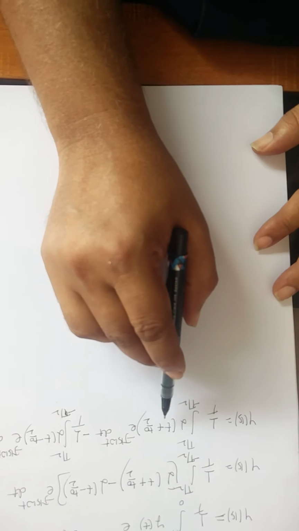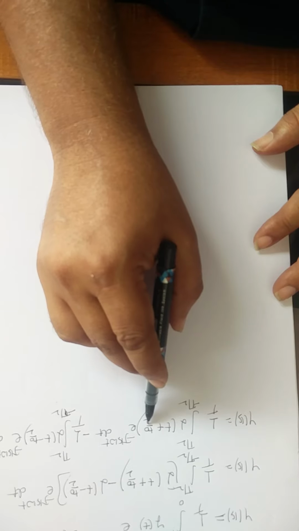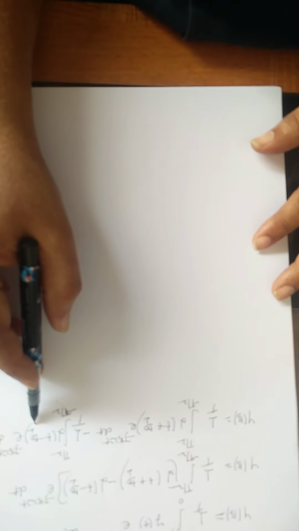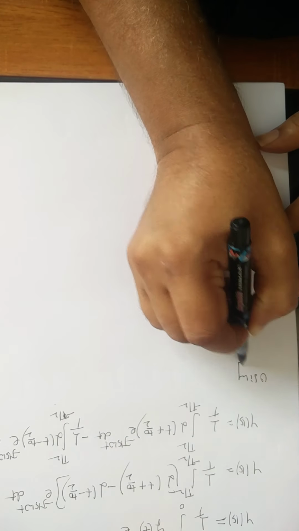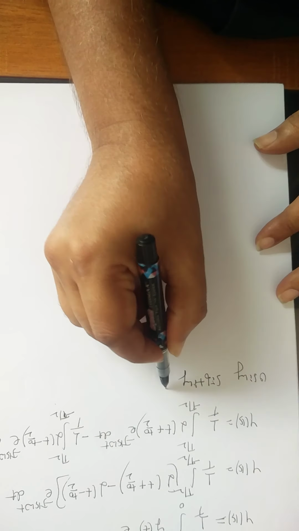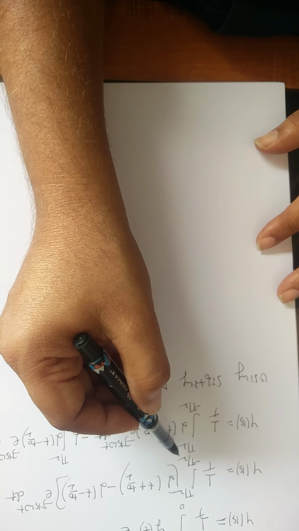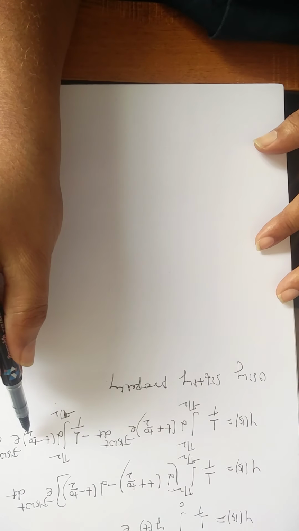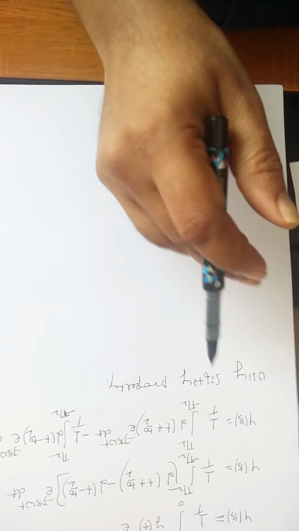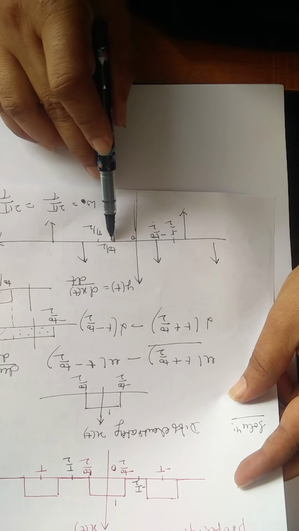Okay, this exists only at t equal to minus T naught by 2. This exists only at t equal to T naught by 2. Okay, using the shifting property, you don't need to integrate from minus T by 2 to plus T by 2, because it exists only at one point. This exists only at plus T naught by 2, and this exists only at minus T naught by 2. See, you can see the pulses here.